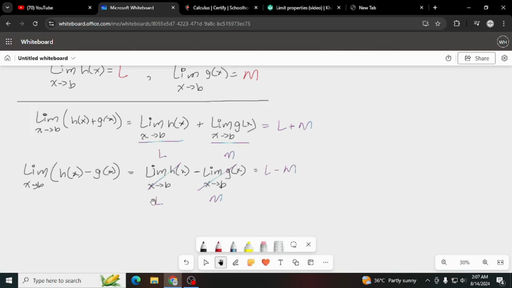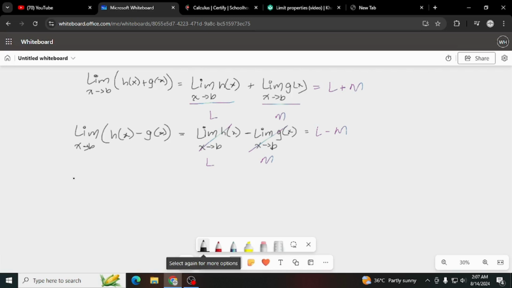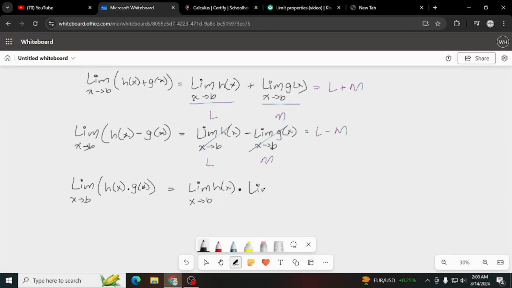All right, now let's see if the functions are being multiplied inside the limit. So we have the limit as x approaches b of h of x times g of x, and we're going to take the combined limit. We have a product of these two functions, h of x and g of x, inside. So this follows as the limit as x approaches b of h of x, multiplied by the limit of g of x again. This is L, and this is M, so it's just going to be equal to L times M. All right, that's the multiplication property of limits.